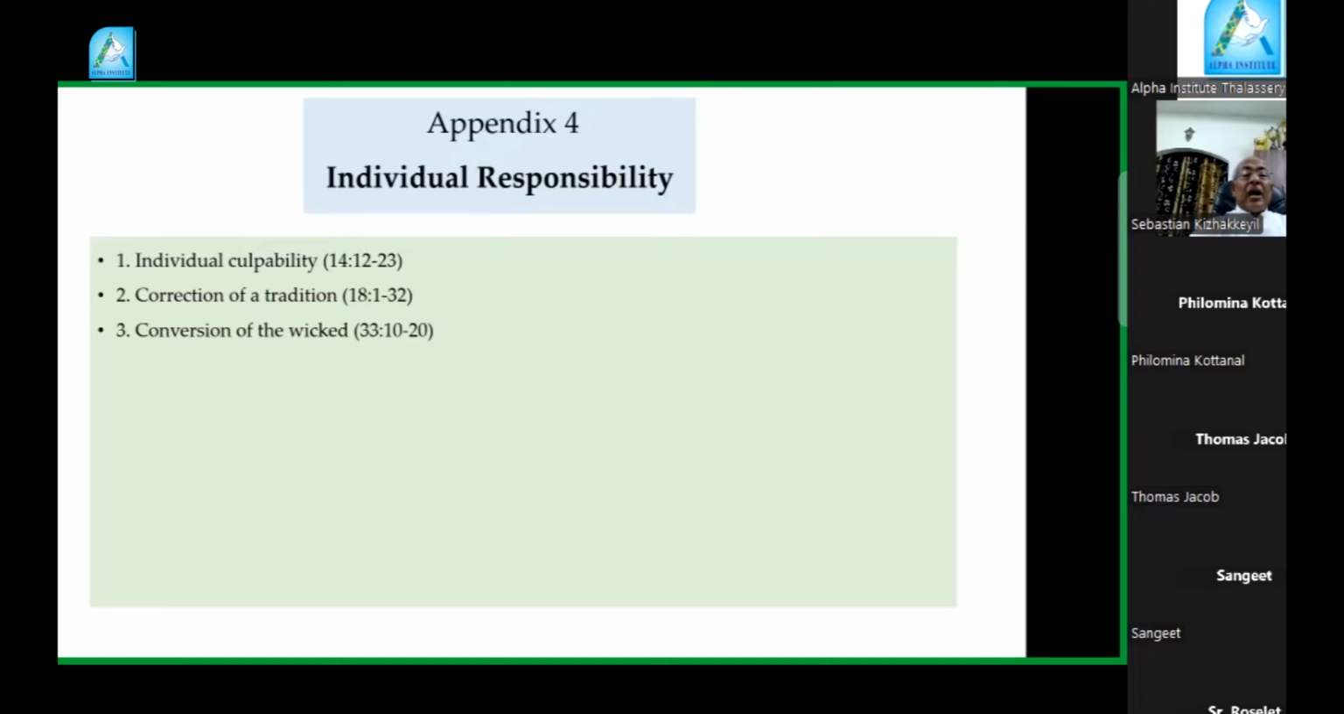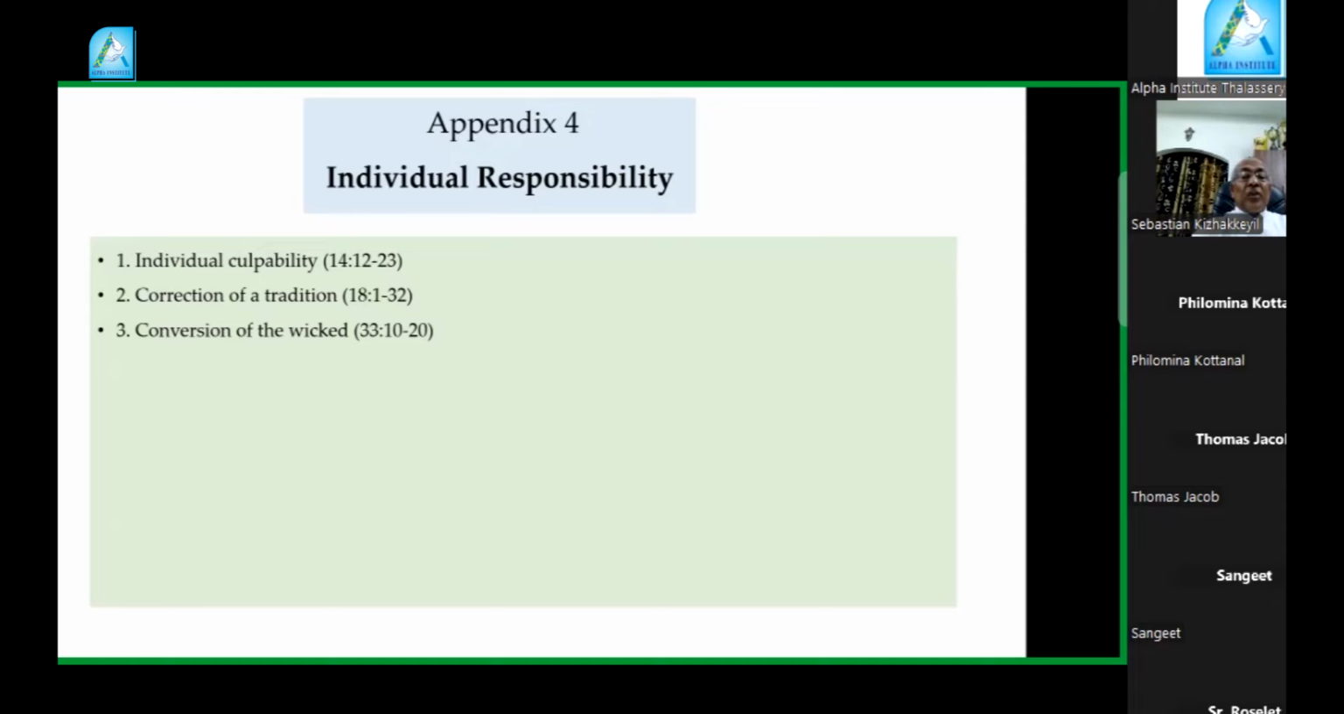Chapter 18 is a correction of a tradition. Each person will be punished or will be responsible only for his actions. Individual culpability. A father is not responsible for his son's culpability, or a son for his father's culpability.